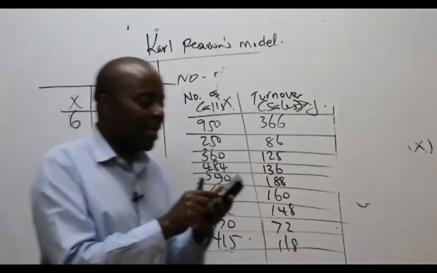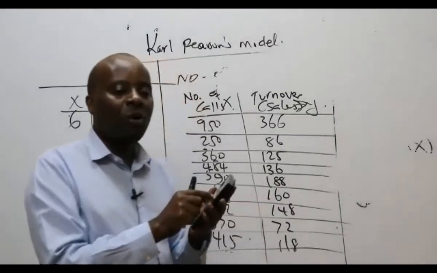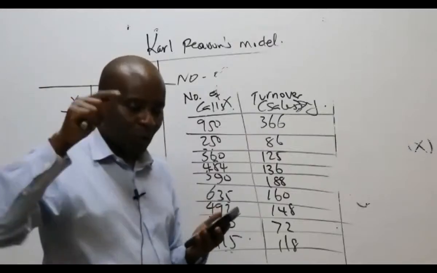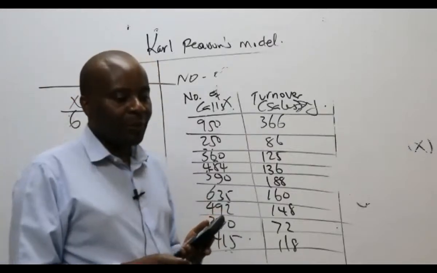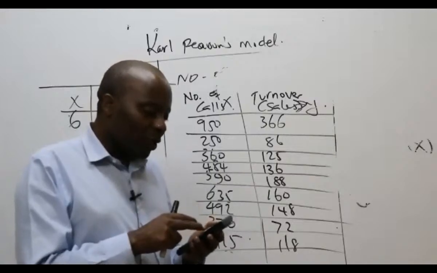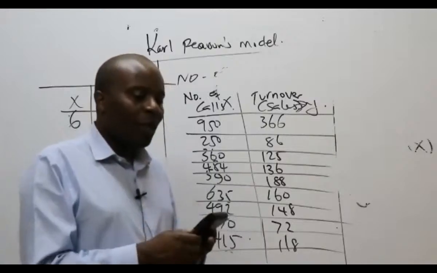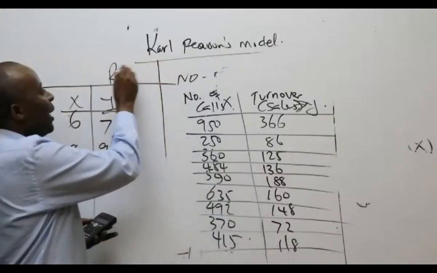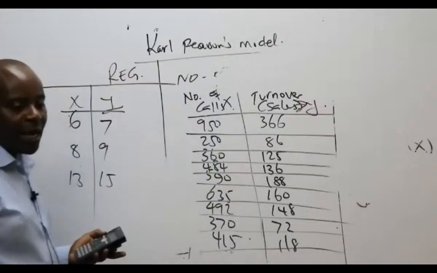Please, near ON, you'll be able to see MODE. Is there anybody who has been able to see that button called mode? Somebody say Y for yes. Thank you very much. So when you click on that mode, either once, twice, or whatever, you'll be able to see REG. Reg for what? Reg for regression.